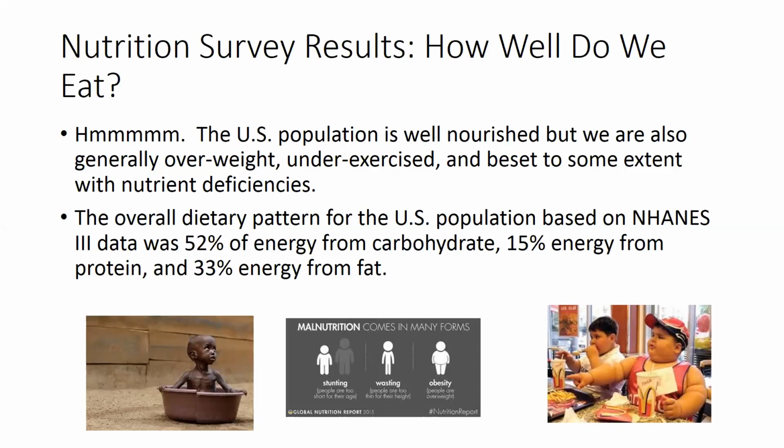And if you look at the two pictures, I'm trying to show two different extremes. The United States does not have a lot of undernutrition, which is good because that's very dangerous. We are generally overweight, under exercised, and beset to some extent with nutrition deficiencies. So we certainly get enough energy on average. There are a few micronutrients that we tend to be low on, especially micronutrients that come from fresh fruits and vegetables, which we're not eating enough of.